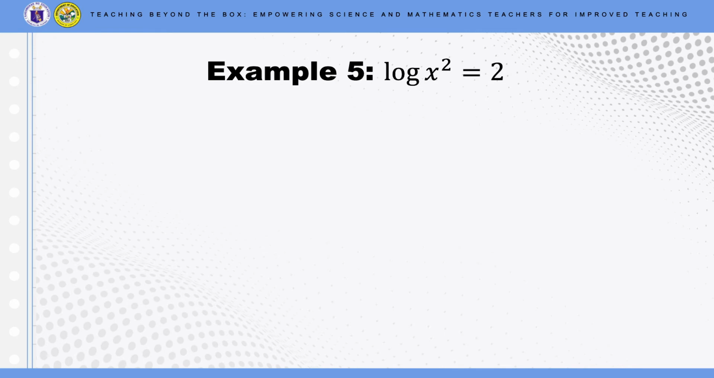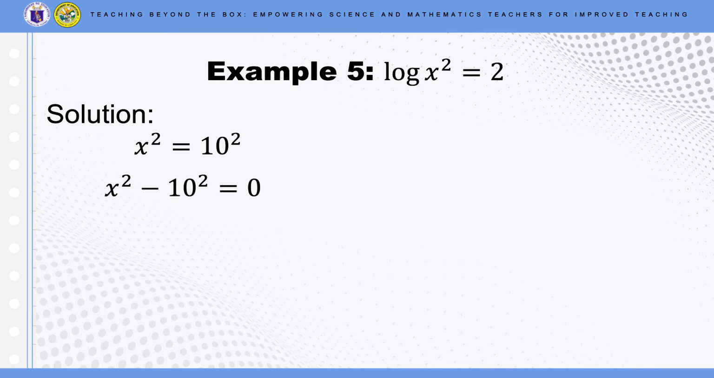Example number 5. The logarithm of x squared equals 2. Solution. Transform the logarithm to exponential form. So we have x squared equals 10 squared. Transpose 10 squared to the left side of the equation, or add both sides of the equation by negative 10 squared. So we have now x squared minus 10 squared equals 0.